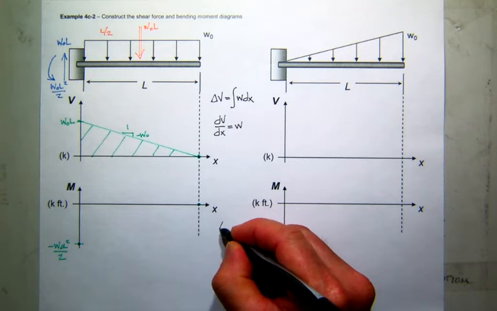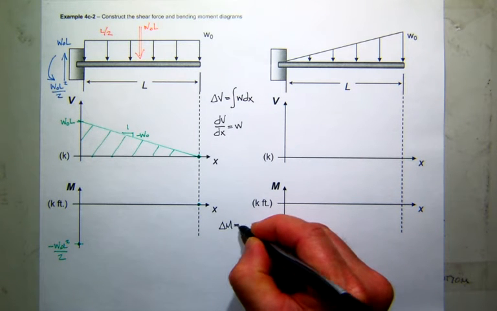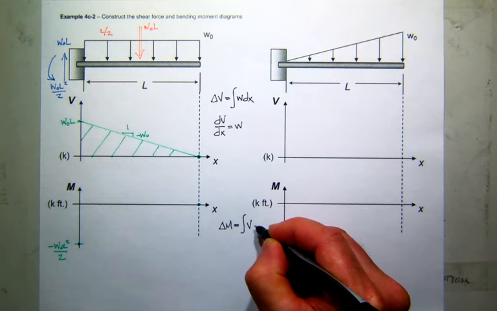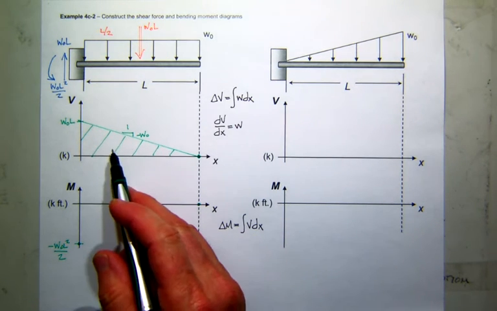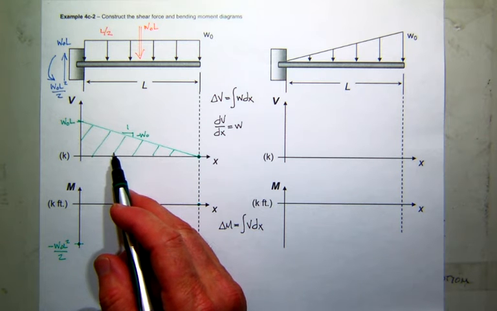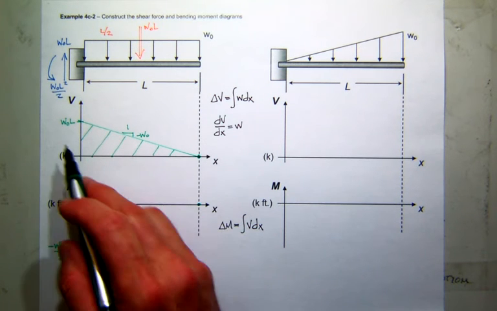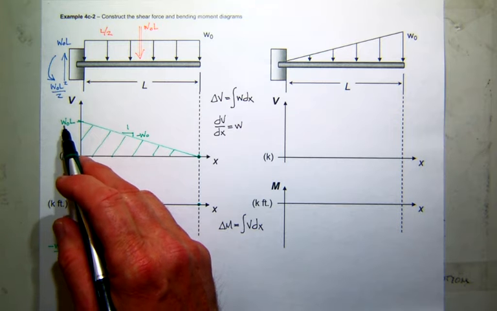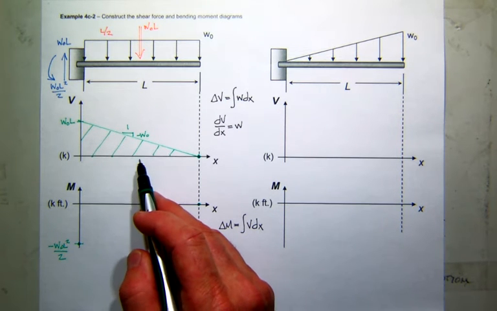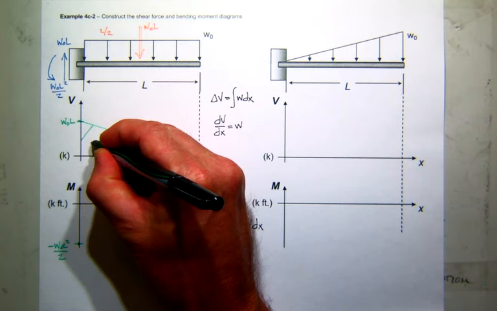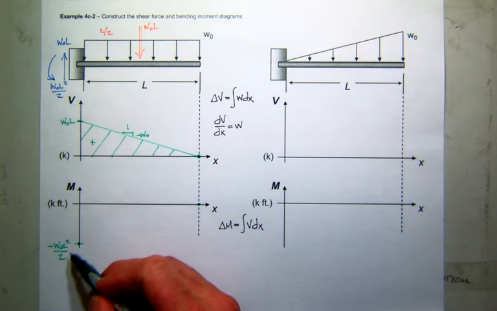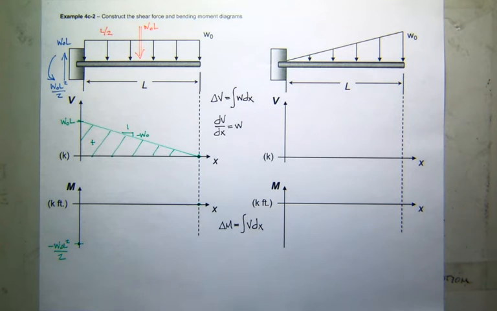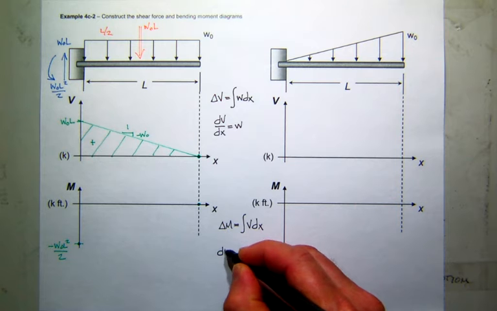Well, we know that the change in moment is what? The area under the shear diagram. What is the area under the shear diagram? Well, it's a triangle, right? So it's going to be 1/2 base times height. So W naught L times L divided by 2, that's positive W naught L squared over 2. If you add that to negative W naught L squared over 2, you get 0. So that's good.